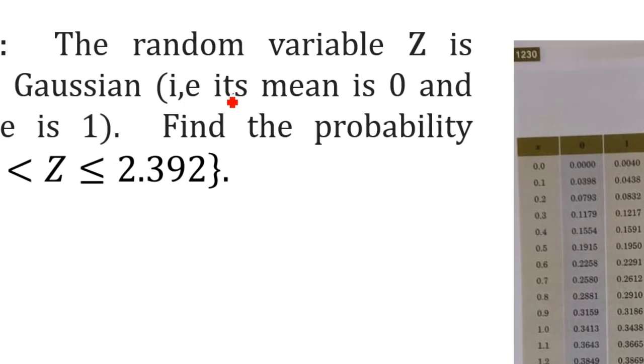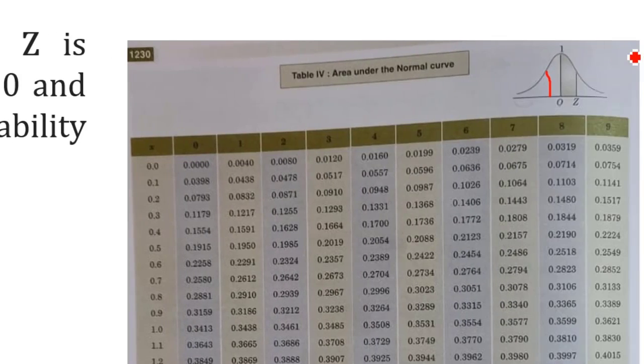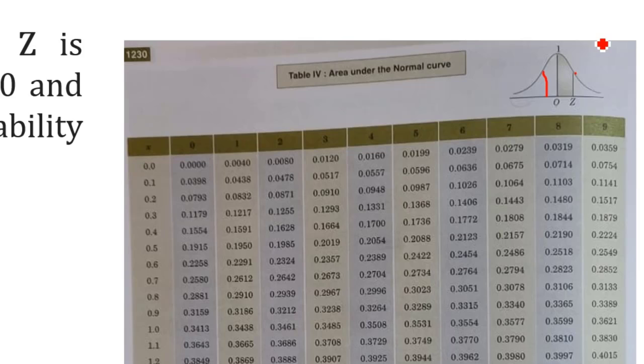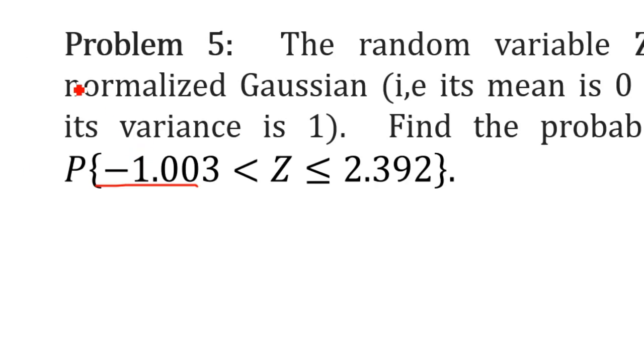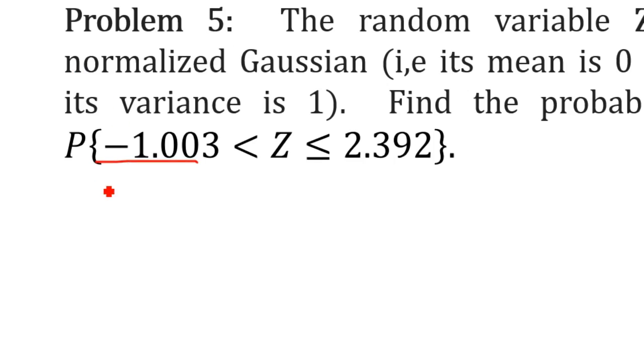All right, then 2.392 somewhere here, on the right side of the y-axis. If these two points are given, then find the probability of this area. That is the question asked here. For that, first calculate the probability at 1.003. We can round it to 1.00, so it is rounded to only 1.